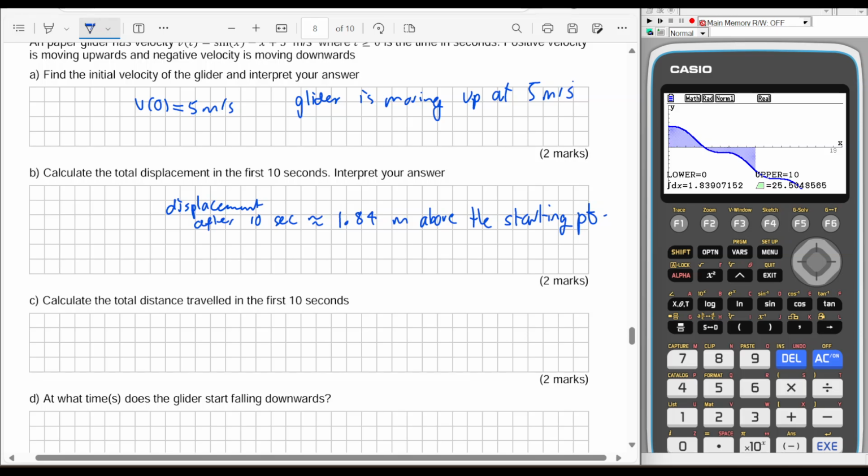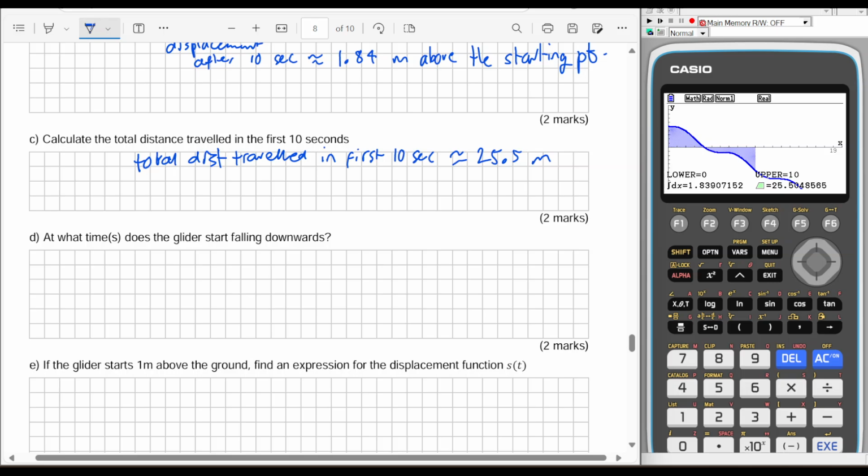Calculate the total distance, that's the other number, 25.5. Distance, so maybe like total distance traveled in first 10 seconds roughly equals 25.5 meters. I think we're in meters.